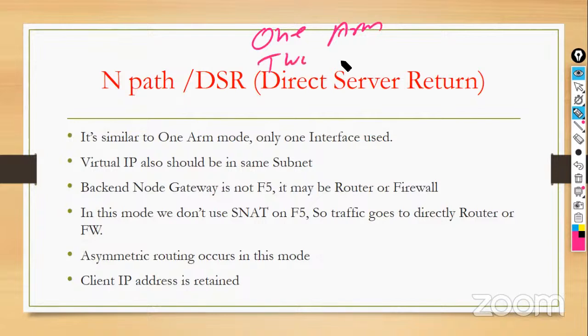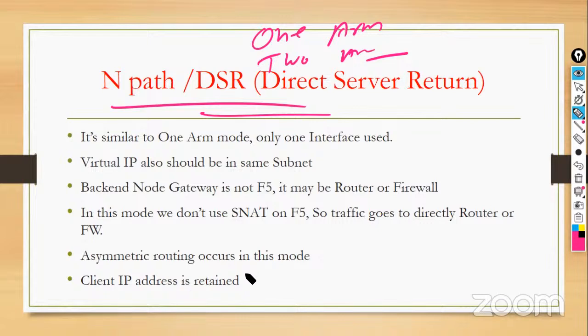and your two arm. Sir, I have one question. The last point, client IP address is retained. This means that the server has the client IP information.